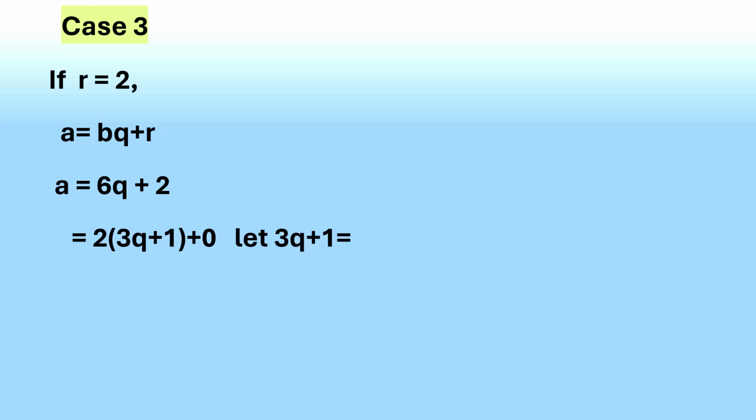Now case 3. If we take r is equal to 2 and apply Euclid division lemma, a is equal to bq plus r, and we'll get a is equal to 6q plus 2. Here the common factor of 6q and 2 is 2. Then we can write it as 2 into 3q plus 1. Let 3q plus 1 be n, then we can write 2n. Here 2n is an even integer, so 6q plus 2 is also an even integer.